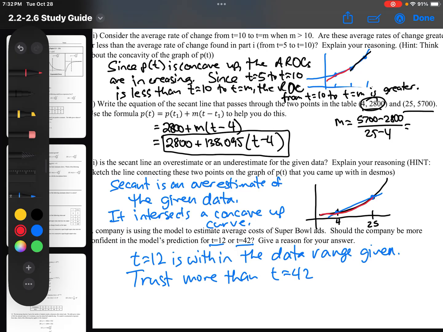Now this is an exponential model, but there might be a point where the data is no longer exponential. Maybe it starts to level off, and that could happen out here somewhere. So we don't know what's going on at t equals 42, and we don't want to trust that value. It's outside of the scope of the data that was provided to us. So we're going to trust the data value which is within the data provided to us.